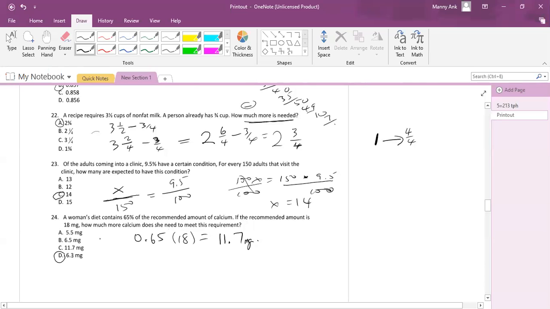But how much more? How much more does the person need? The recommended is 18, and the person is getting this amount. So I have to subtract. So 18 minus 11.7 milligrams. So if I subtract, then I end up with 6.3 milligrams. How much more she needs. Okay. So find the percentage of recommended and then subtract.